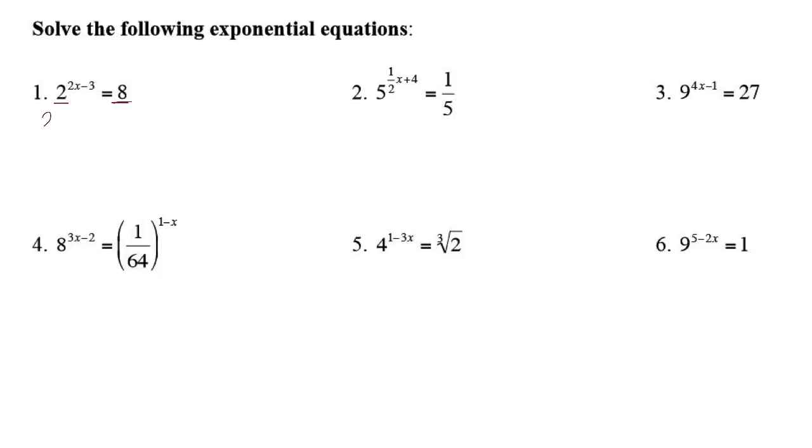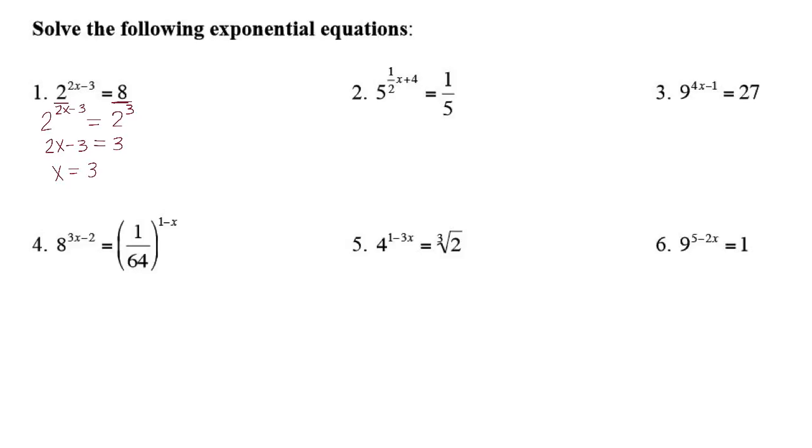And notice 2 is already a good base that we talked about. And over on the other side, we would change 8 to be 2 to the third. And now that we have our bases the same, we do set our exponents equal to each other and solve for x. And notice that we do end up with x equals 3.